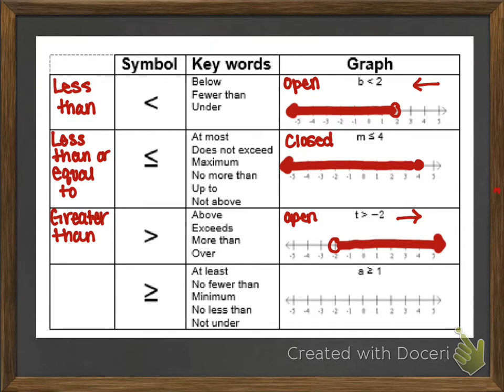And then my last inequality symbol is greater than or equal to. Keywords: at least, no fewer than, minimum, no less than, not under. And because it's or equal to, it means that 1 is a solution to this inequality. Therefore, it is a closed circle at 1, and we are shading to the right.